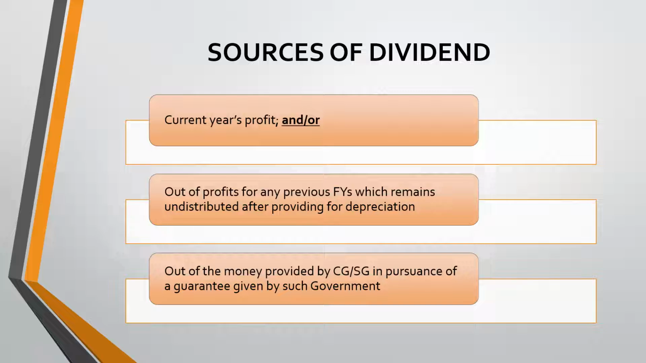Now, the third source from which companies can declare dividend is out of the money provided by the central government or state government in pursuance of a guarantee given by such government. So basically, these are the three sources from which the company can declare dividend. Although we have to keep in mind that before declaration of dividend, all the carried over previous losses and the depreciation which were not provided in the previous year must be set off with the current year's profit.